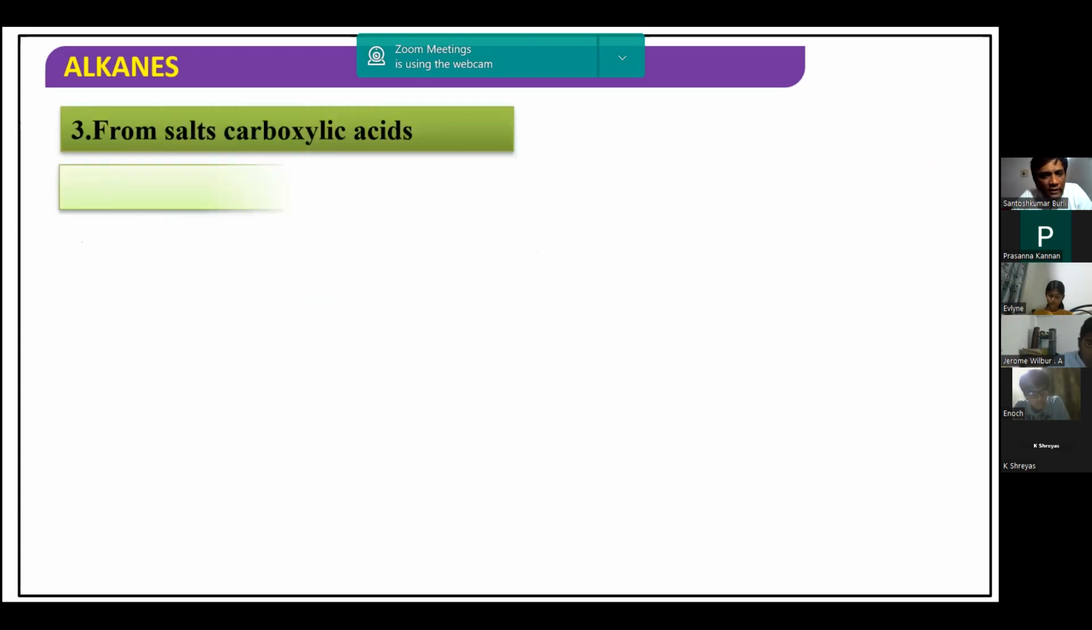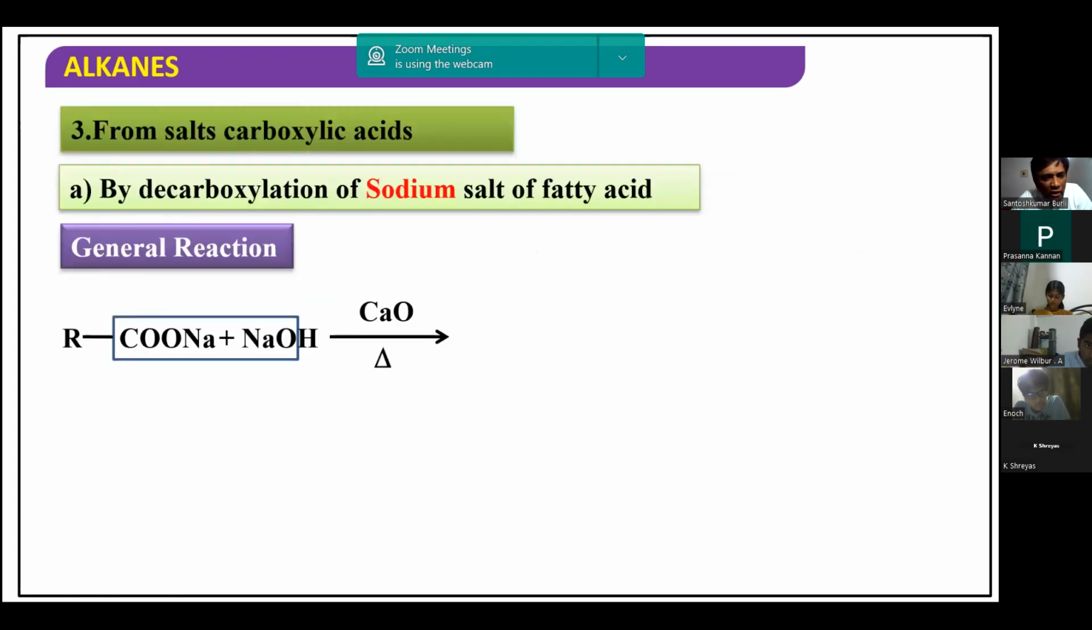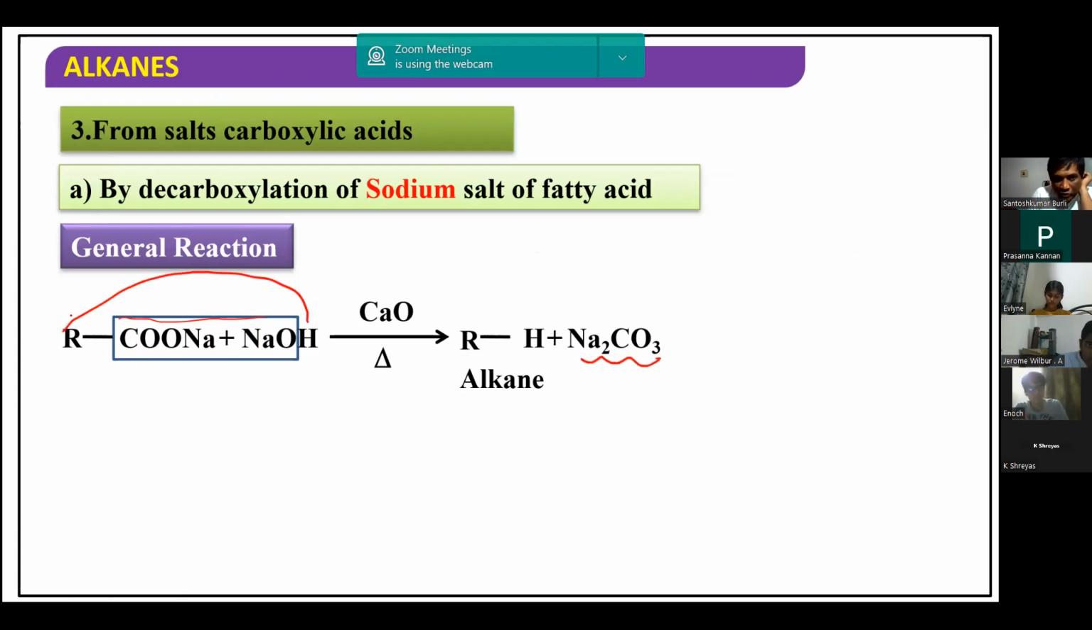Now you can see the general reaction here. Observe what is happening. NaOH reacts and is removed as Na2CO3. You can observe in this bracket, Na2CO3 is lost. And this hydrogen is attached to the alkyl group, and an alkyl group with one hydrogen is nothing but an alkane.